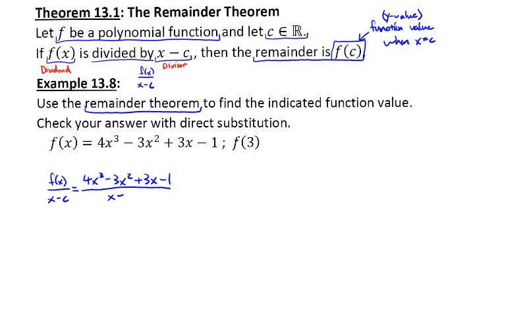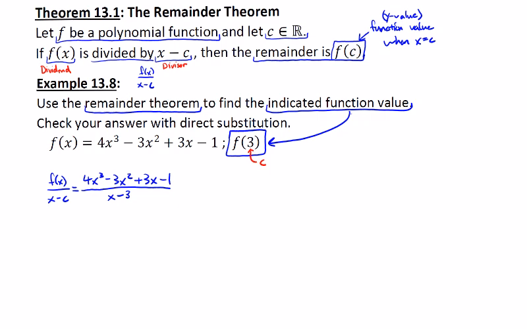Well, the real number is given to us. It's given to us right here with what we're supposed to be calculating. The indicated function value is f of 3. So that means that the real number that we're supposed to be using is c, that's 3. So our divisor is going to be x minus 3. So that's the division problem that we're supposed to be doing. And then whatever the remainder is from that division, that is supposed to represent the function value f of 3.